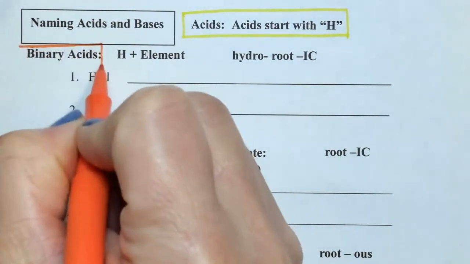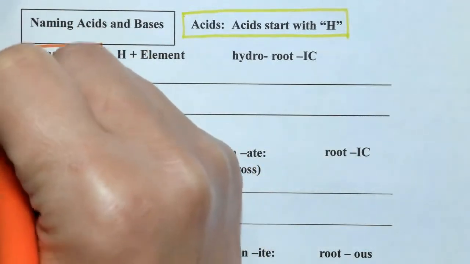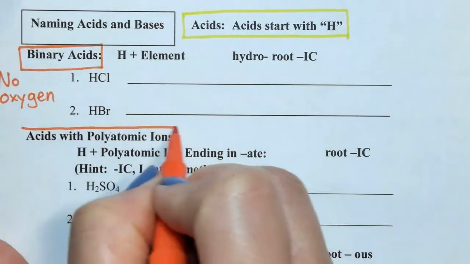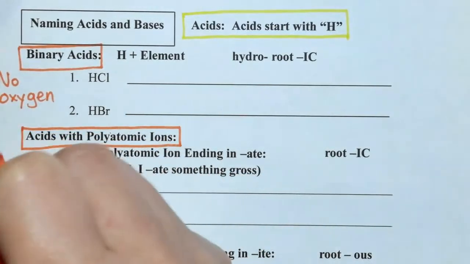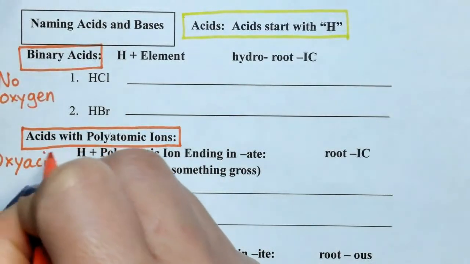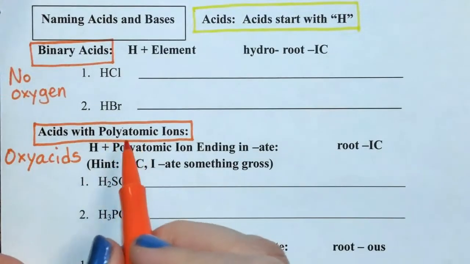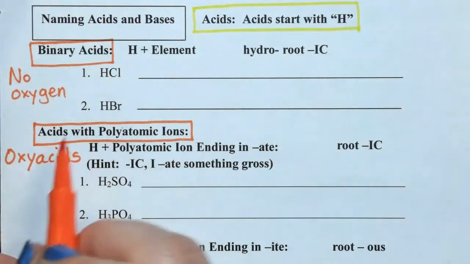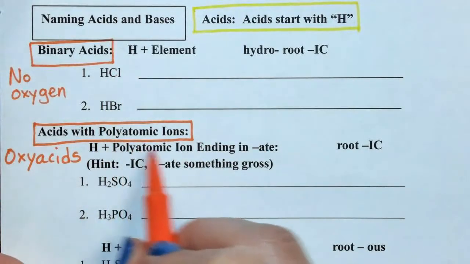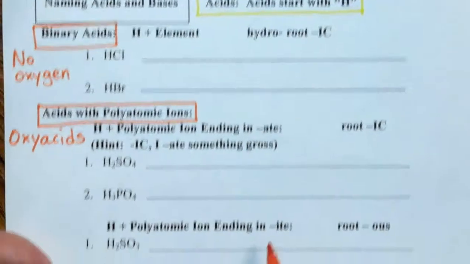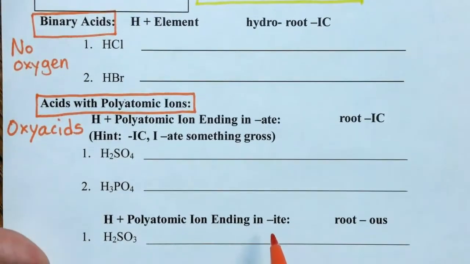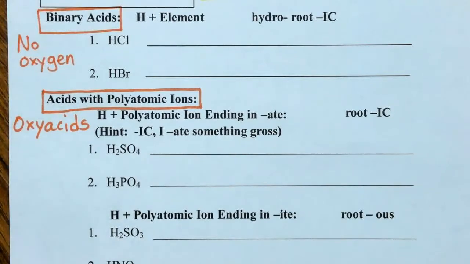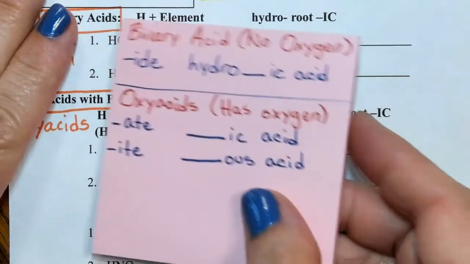There's binary acids, which have no oxygen, and then there are oxyacids, which do have oxygen, which are from polyatomic ions. So a binary acid is just hydrogen plus one other element, whereas an oxyacid is hydrogen plus a polyatomic ion that ends in either ate or ends in ite. So now let's focus on the short version, and then I'll show you the long version. So here's the short version.